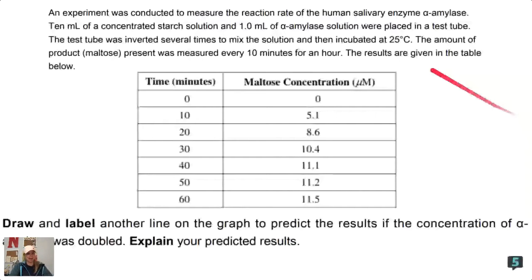Now, if we add more amylase, what do we think is going to happen to the reaction? What increases? Remember, sentences, capital letter and a period, y'all. Rate of reaction will increase. The reaction rate will increase. Good. Explain your predicted results. Why will the reaction rate increase?